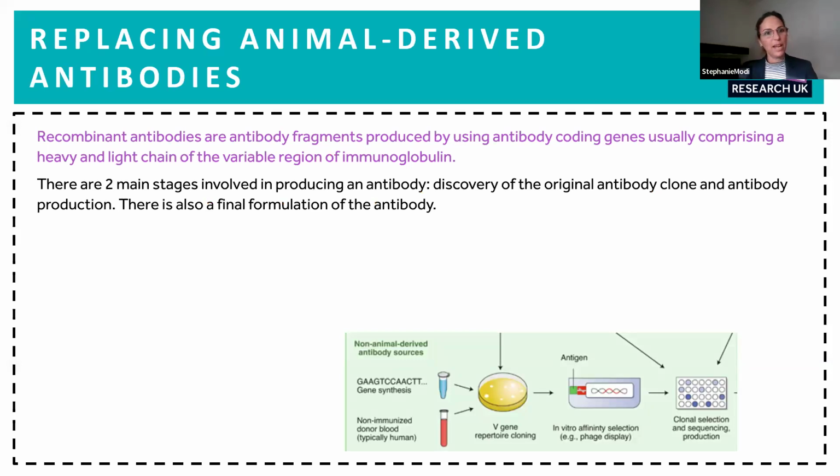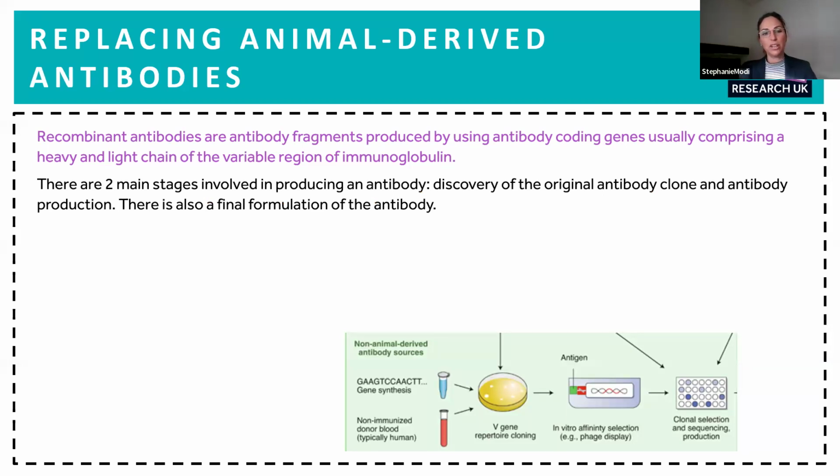So what about non-animal derived alternatives? Many of us are familiar with recombinant antibodies. These are antibody fragments that are produced using antibody coding genes, and they usually comprise a heavy and light chain of the variable region of the immunoglobulin.